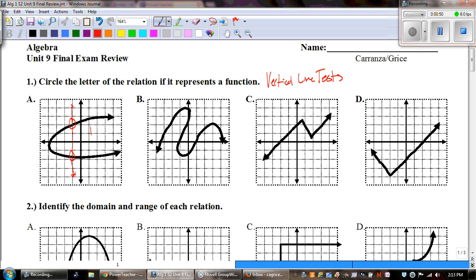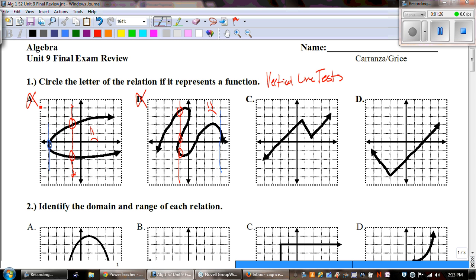So is it a function? No. But you're like, Mr. Grice, look at me, I drew it and it only went through once. Good, except as long as there's one spot that passes through twice, it's not a function. So you always want to try to find a place that won't work. Okay, for B, you could be like, hey, Mr. Grice, it only passes through once. All right, but what about this point right here, or this line? 1, 2, 3. Sorry, that is not a function.